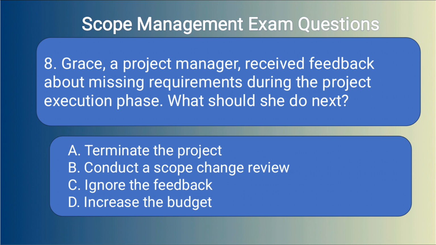8. Grace, a project manager, received feedback about missing requirements during the project execution phase. What should she do next? A. Terminate the project. B. Conduct a scope change review. C. Ignore the feedback. D. Increase the budget.